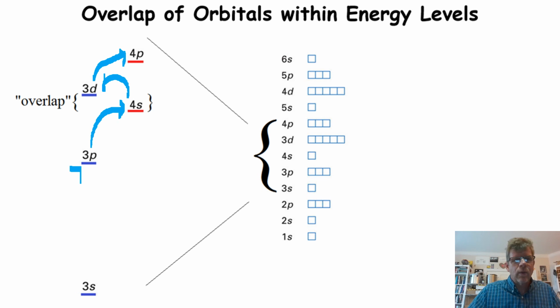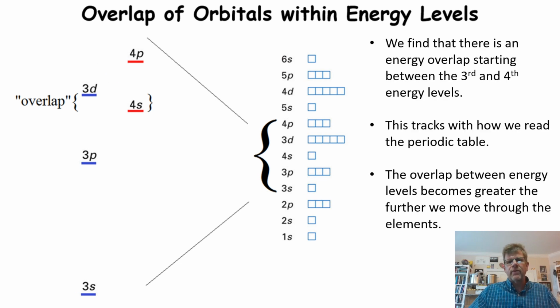If we look at this on the whole, as a summary, we've seen this overlap between the third and the fourth energy level. Indeed, the fourth energy level begins before the third energy level ends, and we're going to see how this tracks with the periodic table.